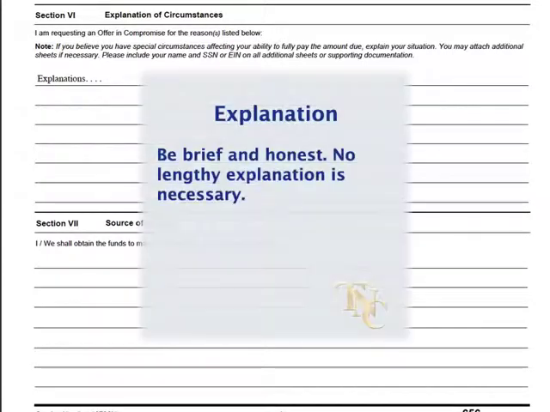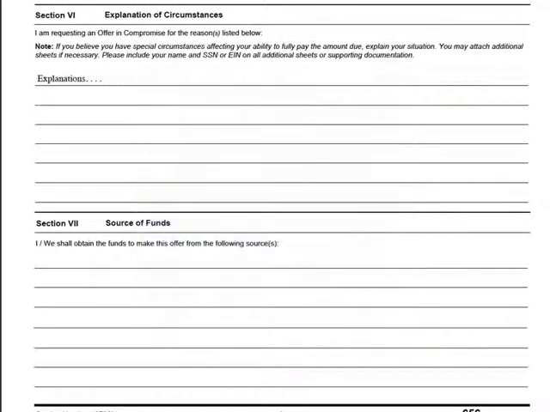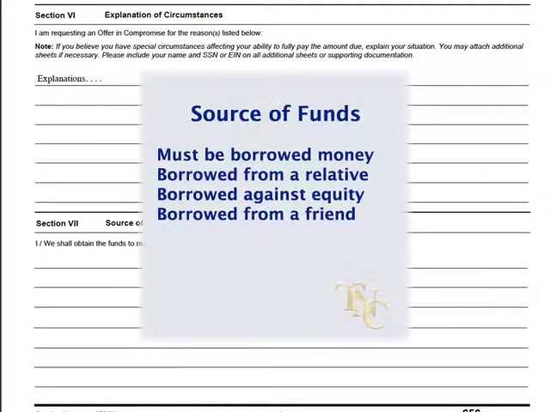Okay, now Section 6 is explanation of circumstances. The explanation here, how much of an explanation do we need to put down here? Exactly the lines that are there. So we just need a few lines here that honestly explain why we got behind in our taxes. And I need you to be honest. Now, Section 7, source of funds. We've talked about this before. This needs to be borrowed money, correct? This has to be borrowed money.